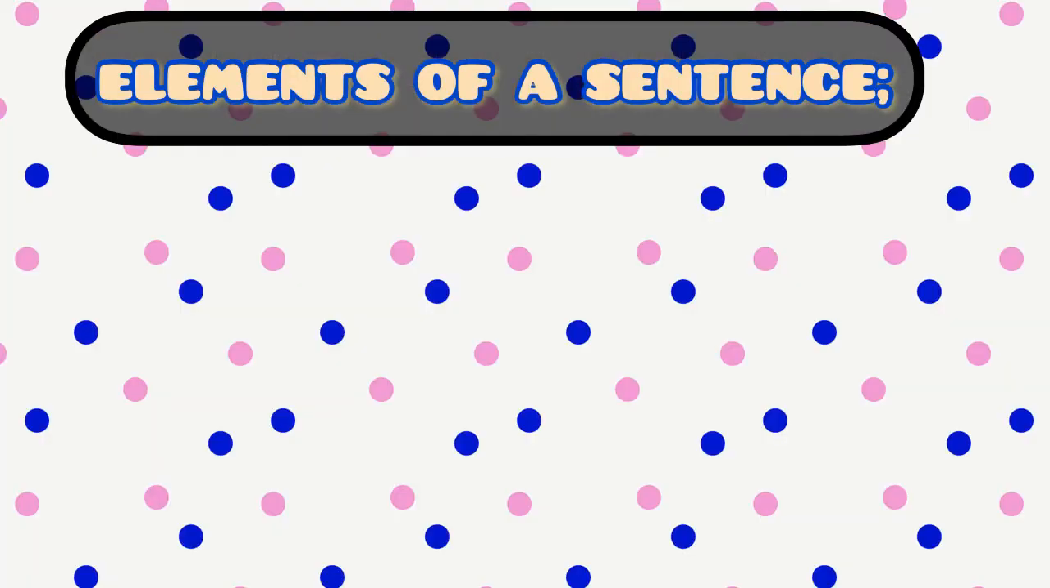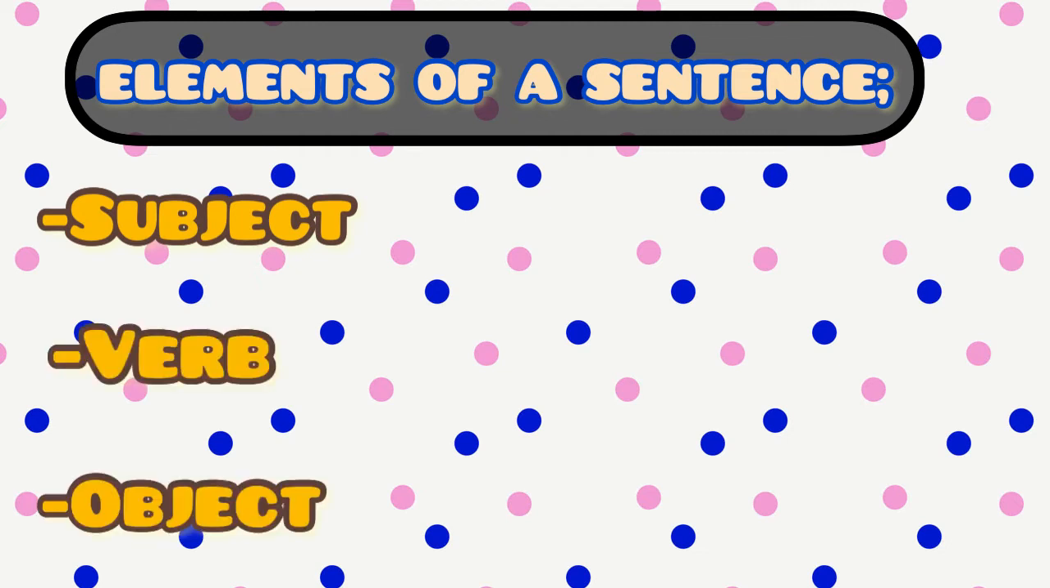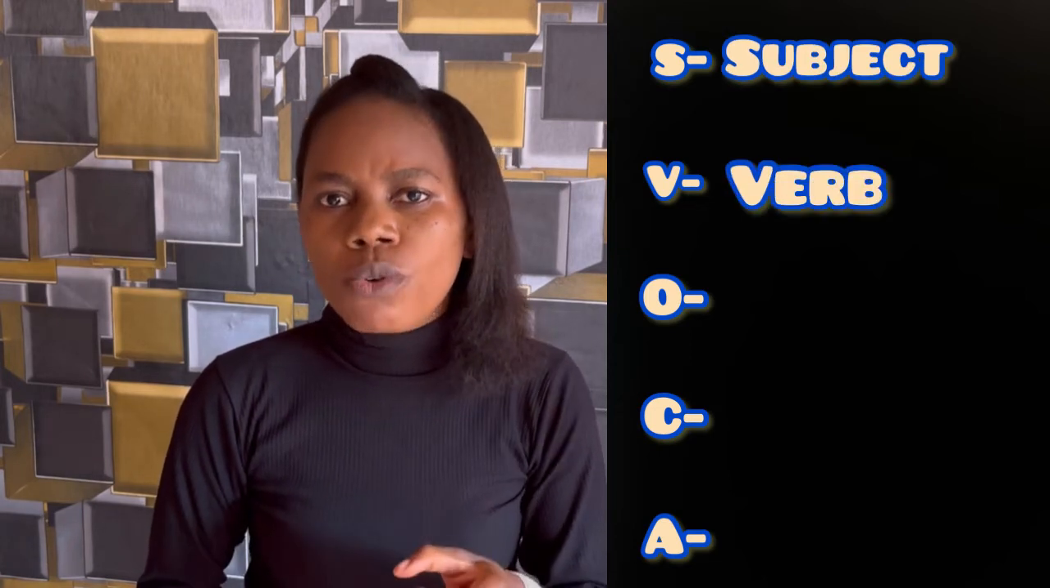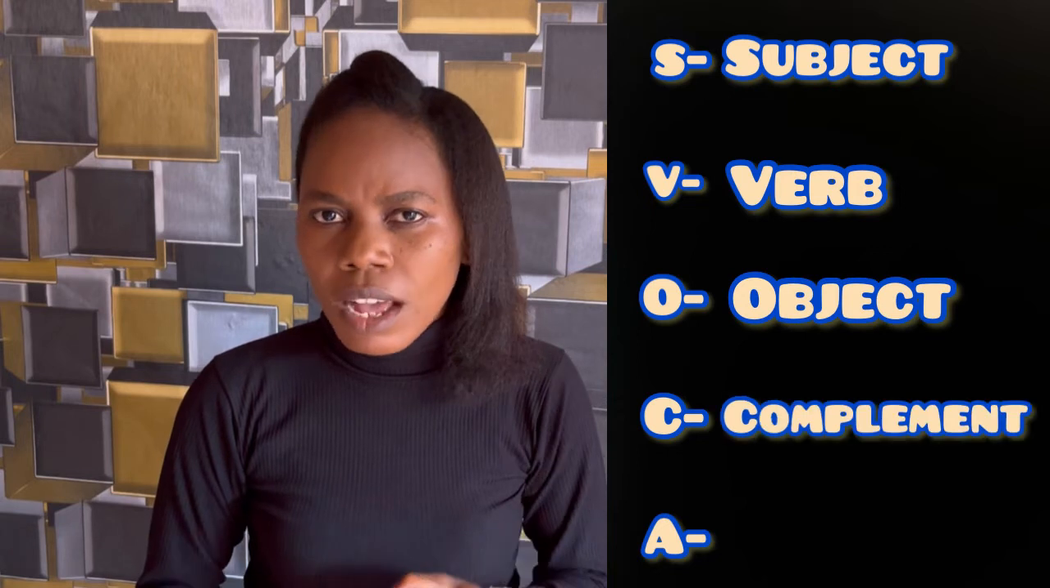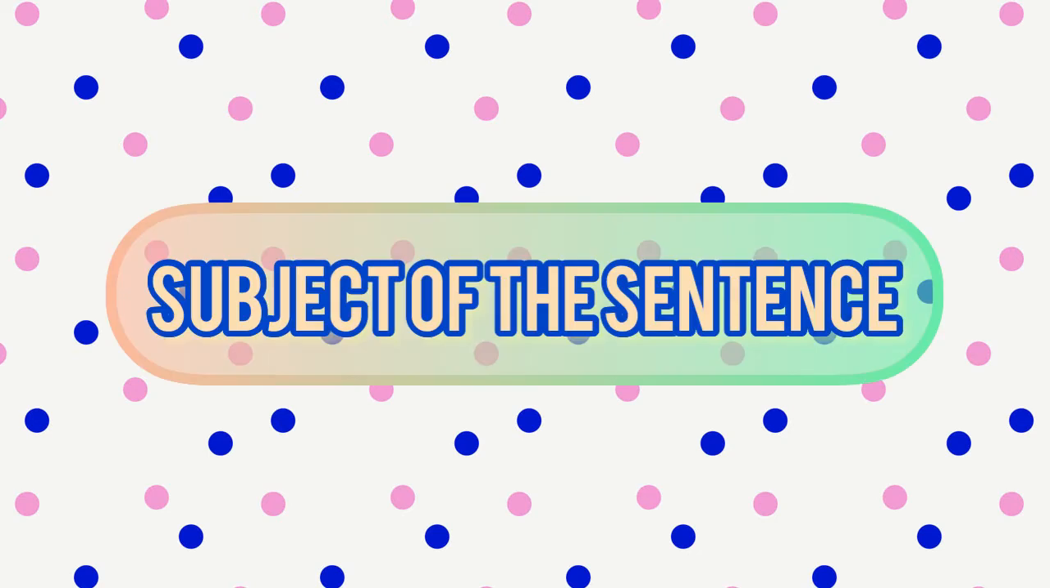What are these elements of a sentence? They include the subject, the verb, the object, the complement, and the adjunct. It is represented by the acronym SVOCA, where S is the subject, V is the verb, O is the object, C the complement, and A is the adjunct. Now let's begin with the S, subject of the sentence.